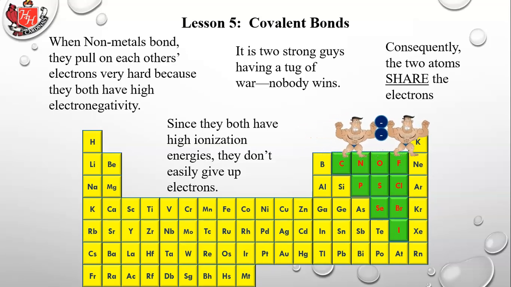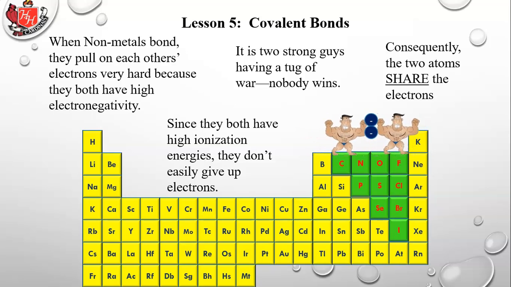So unlike ionic bonds, which is one strong guy, a nonmetal over there on the right, and a metal over on the left, a weak guy, the strong guy totally takes the electron away from the weak guy, and the strong guy becomes negative, an anion, and the weak guy, the metal, becomes positive, a cation.